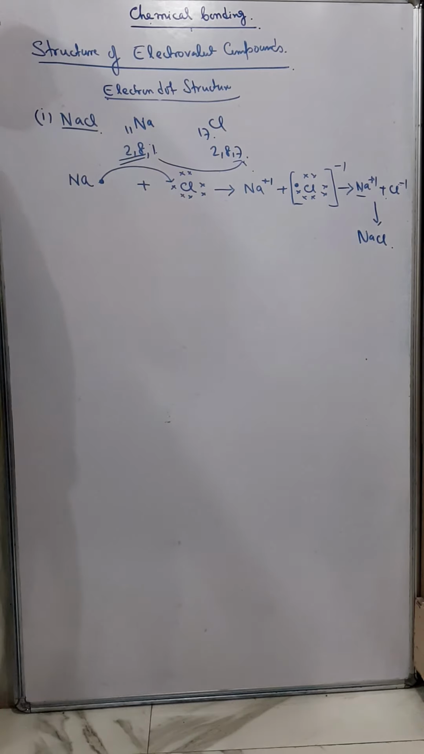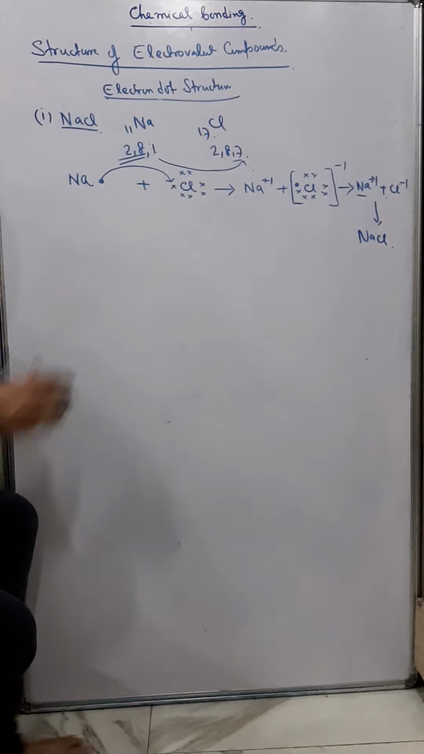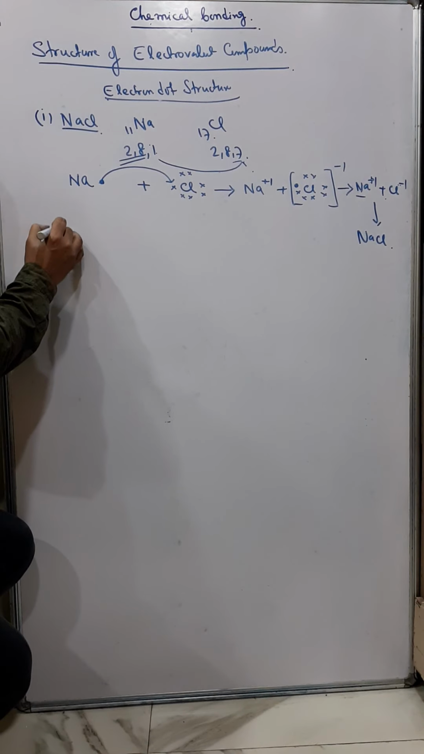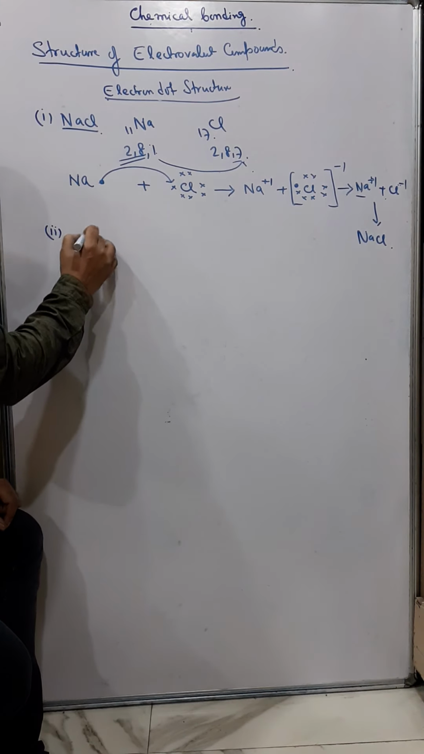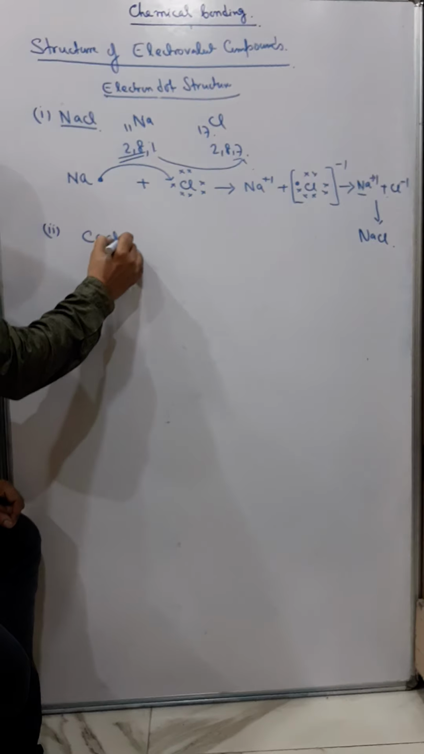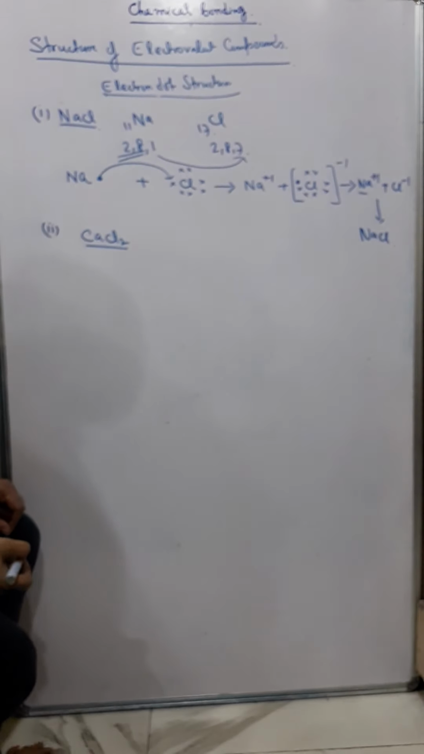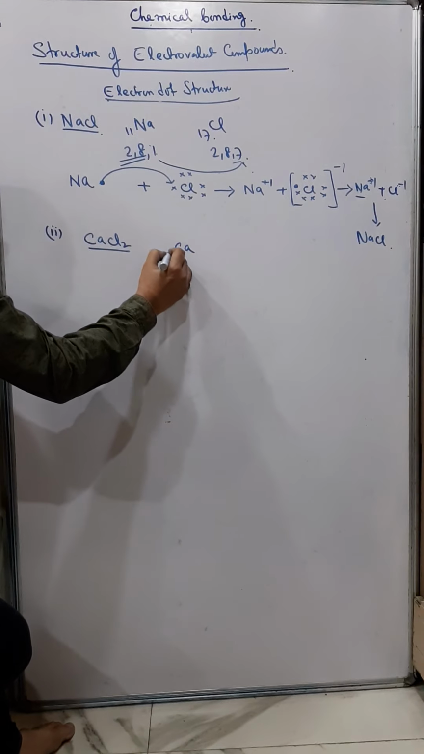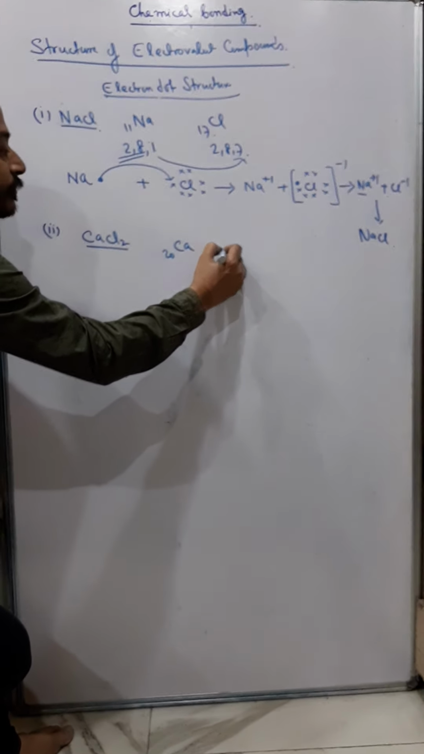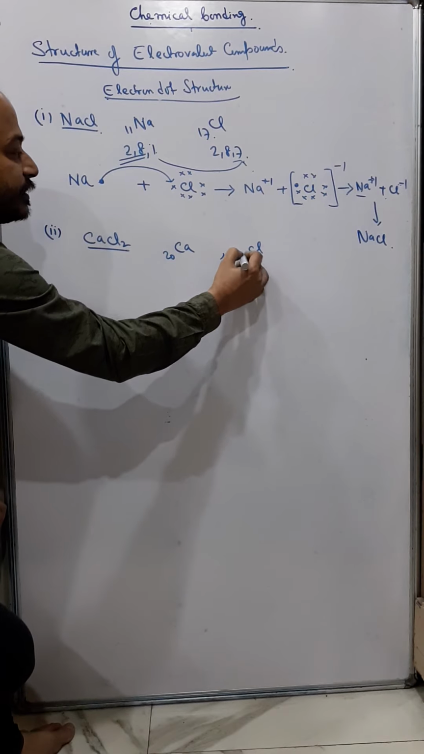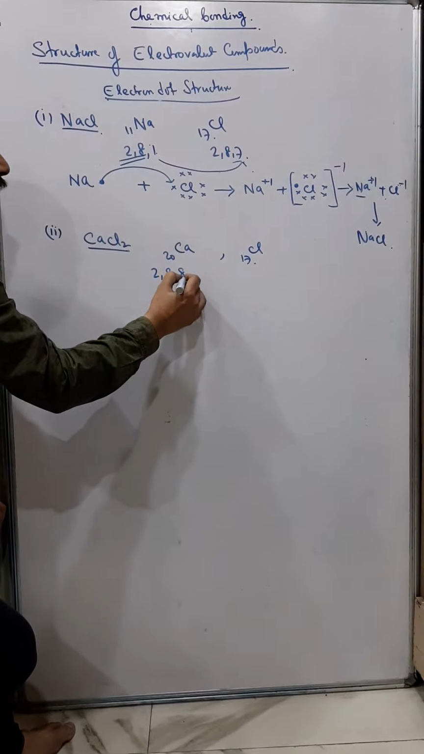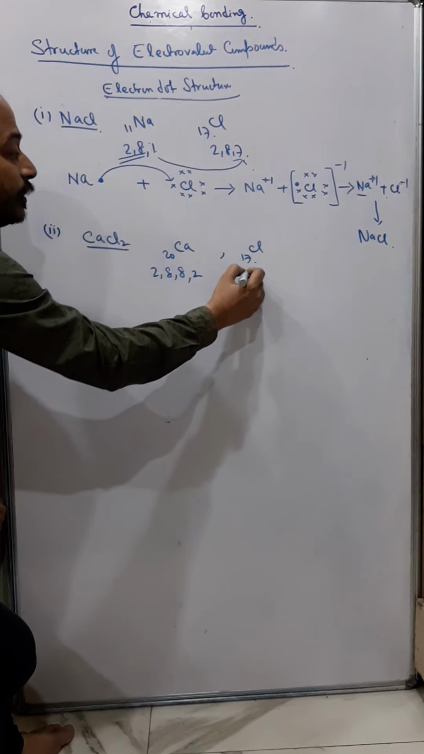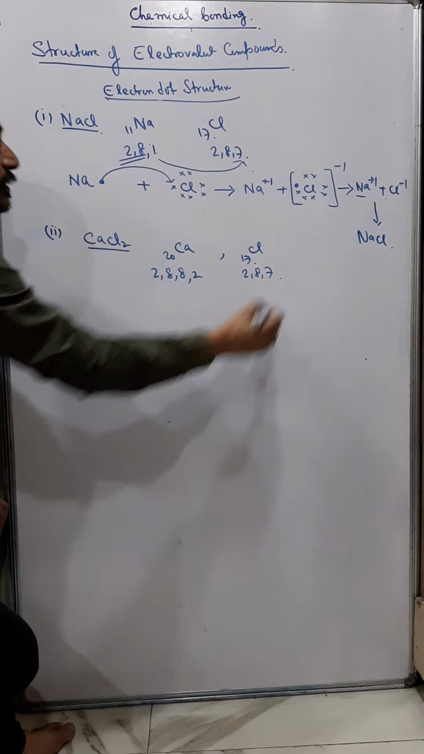You should do all. I have given all the structures in my notes. Here I will show you just some of them. Now see, calcium chloride or magnesium chloride also similar. Now calcium, the atomic number is 20, its configuration is 2, 8, 8 and 2. Chlorine again is 17, 2, 8 and 7.